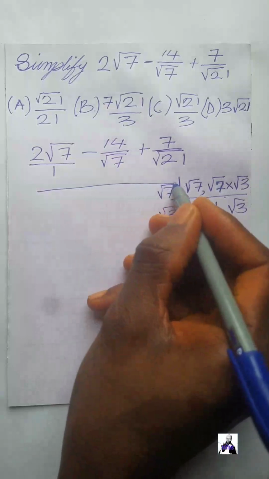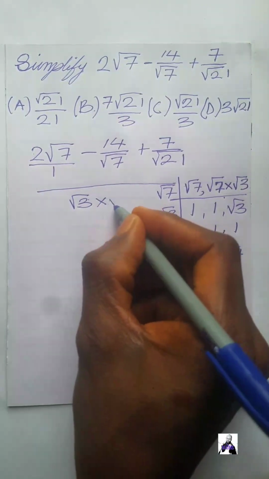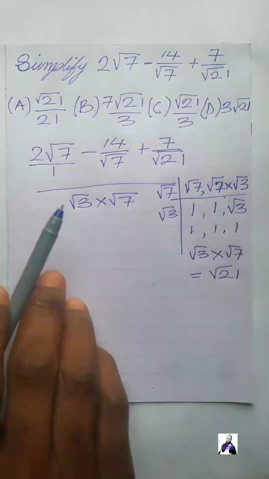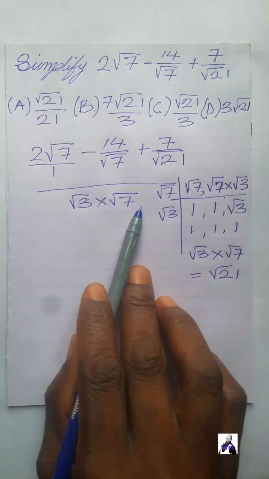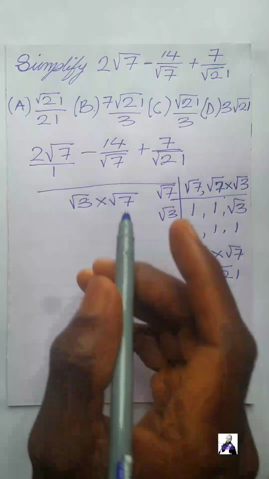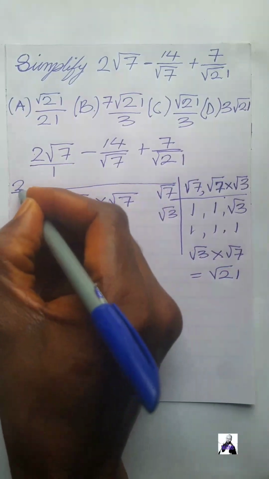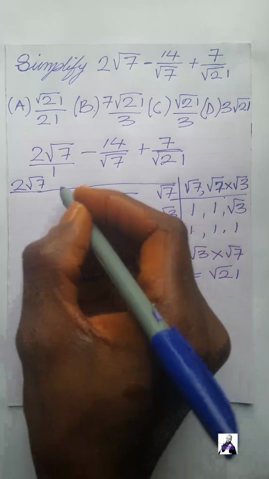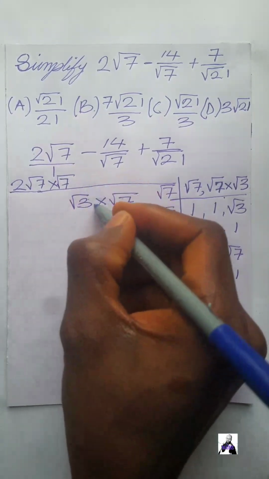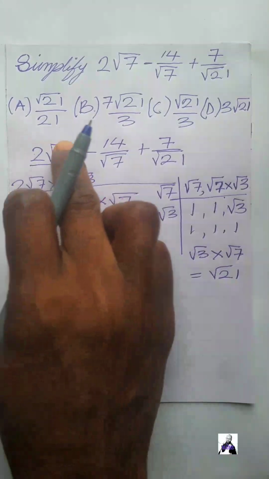So this is root 3 times root 7. It is still root 21, okay? So 1 goes into root 21, it's still root 21. So we multiply that by the numerator. I'm going to multiply this by this, so that becomes 2 root 7 times this root 7 times root 3. That is for this.